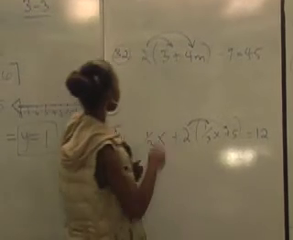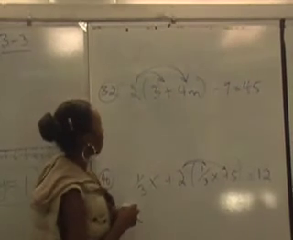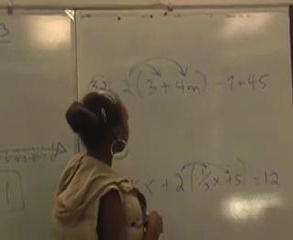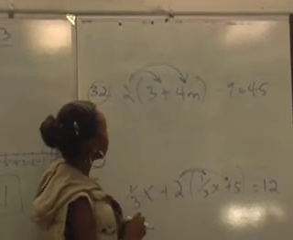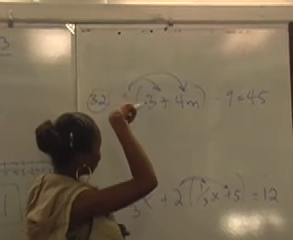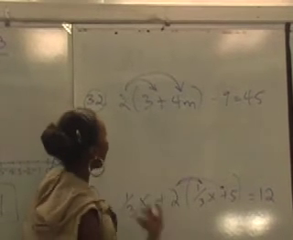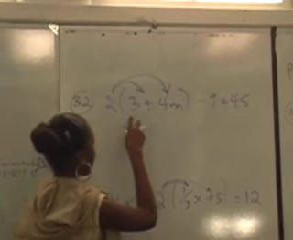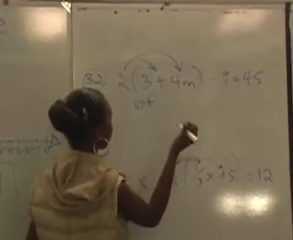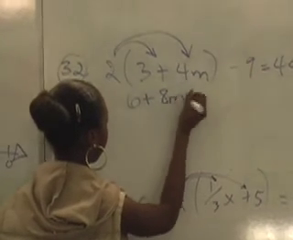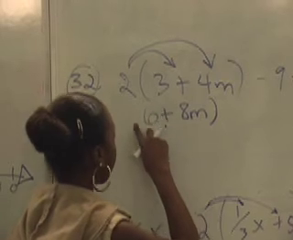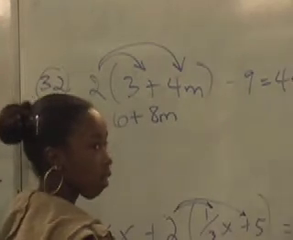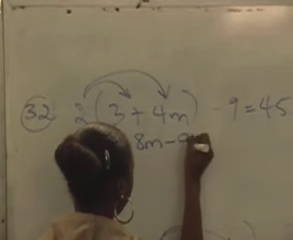Hi, world. Okay. So for number 32 on page 127, you have your problem 2 parentheses 3 plus 4n close parentheses minus 9, which equals 45. And you're going to distribute the 2. So 2 times 3 equals 6 plus 2 times 4n, which equals 8n. No parentheses, because the whole point of distributing is you get rid of the parentheses. And then minus 9, which equals 45.